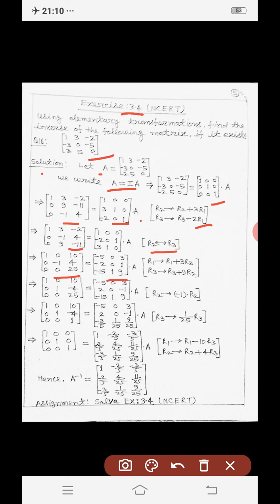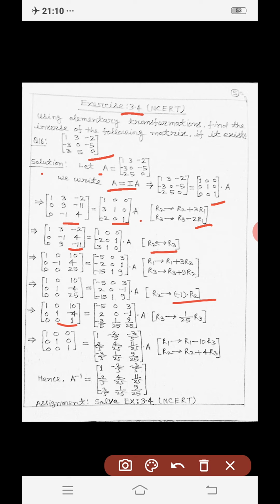Here we use elementary operations R1 changes to R1 plus 3R2 and R3 changes to R3 plus 9R2. Similarly, we use the operation R2 changes to -1 into R2. Here we get 1, 0, 10, 0, 1, -4, 0, 0, 25, equal to -5, 0, 3, 2, 0, -1, -15, 1, 9, into A.